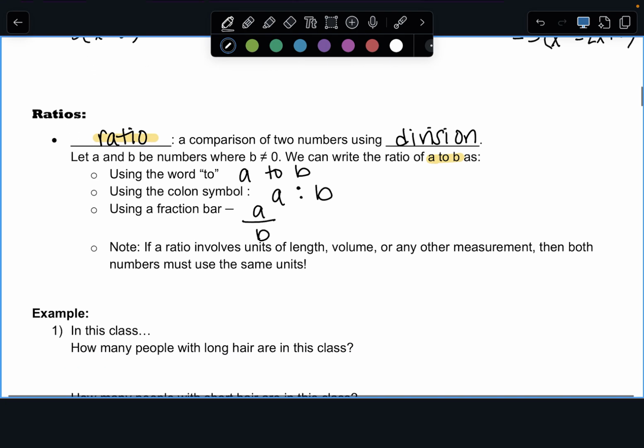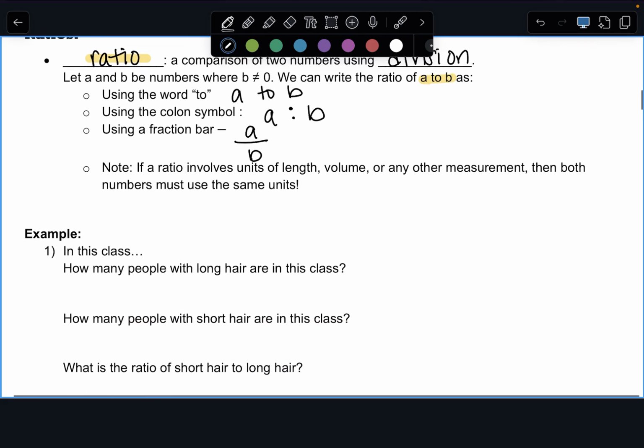And we'll often, especially in this class, be dealing with ratios that involve units of length or time or volume or something. When we simplify those ratios, we want to make sure we have the same units for each piece. Meaning up here, if A is in feet, B needs to be in feet, not inches. Okay?